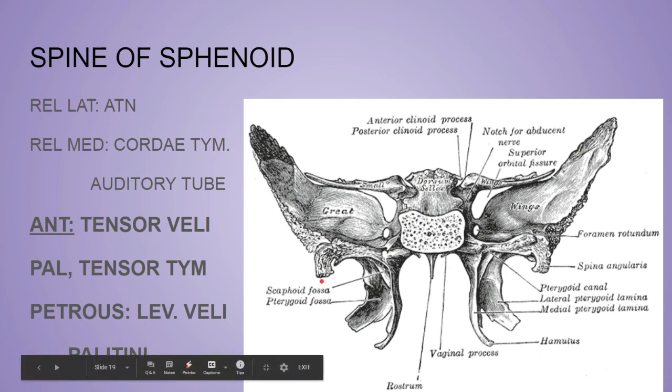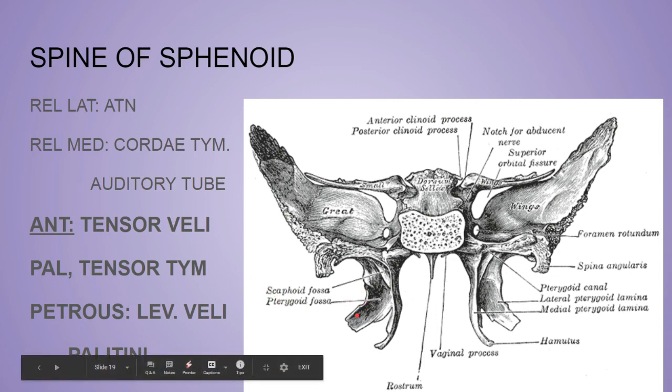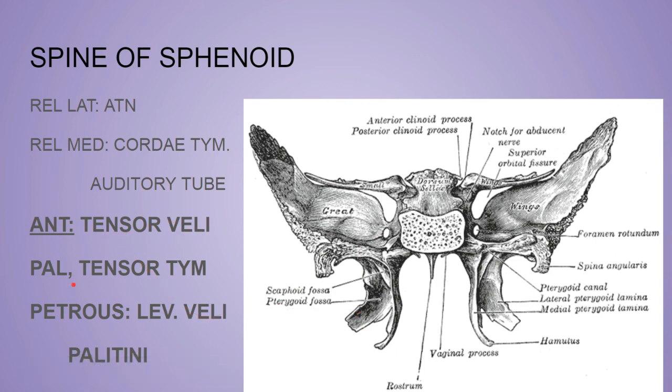Now its tip actually provides attachment to mainly, remember that, the sphenomandibular ligament, anterior ligament of the malleus and the pterygospinous ligament. Remember three ligaments: sphenomandibular ligament, anterior ligament of malleus and pterygospinous ligament. And the anterior aspect of this gives attachment to one main muscle known as the tensor veli palatini, and one more muscle, tensor tympani.